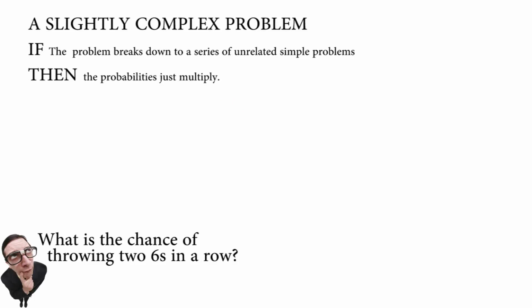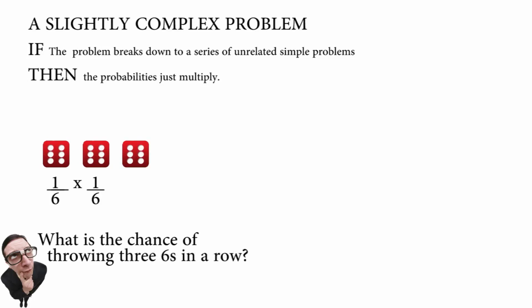What is the chance of throwing 2 6s in a row? Well, as above, the value we want is 6 on the first throw. The chances of this are 1 out of 6 possible outcomes. So throwing one 6 is 1 over 6. And the second throw is also 1 over 6. Multiply the 2 together, and the chance of getting 2 6s in a row is 1 over 6 times 1 over 6, which is 1 over 36. Remember to multiply, not add. The chance of throwing 3 6s is 1 over 6 times 1 over 6 times 1 over 6, i.e. 1 in 216.